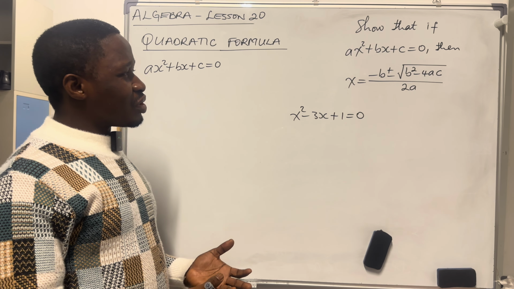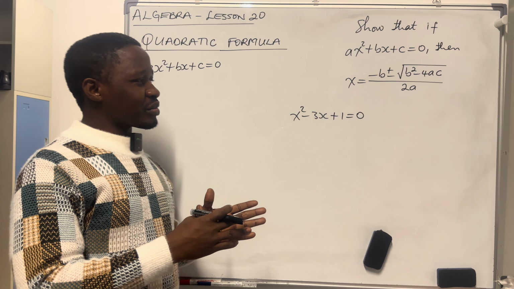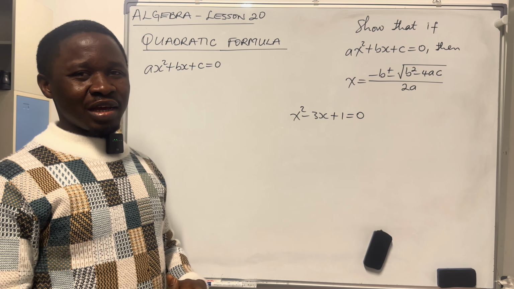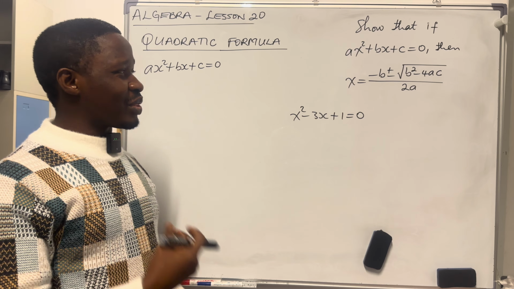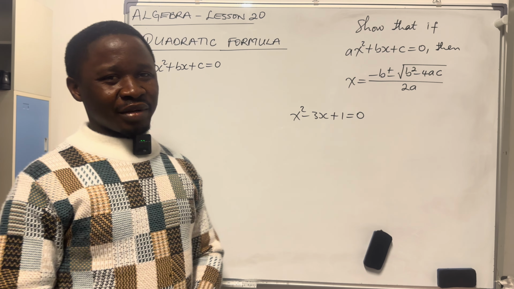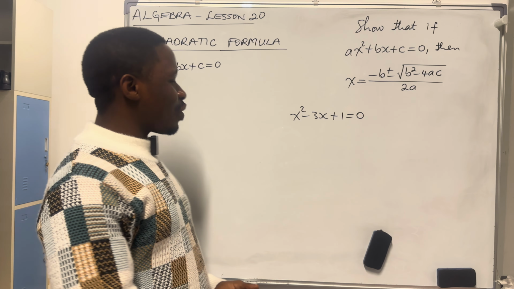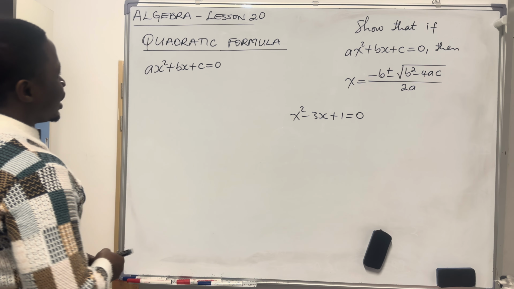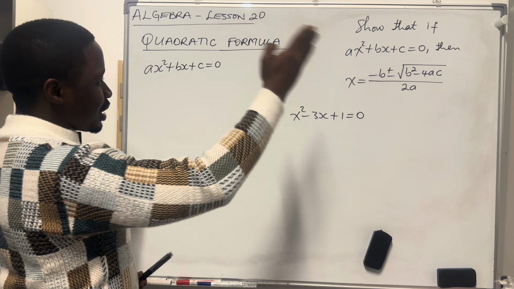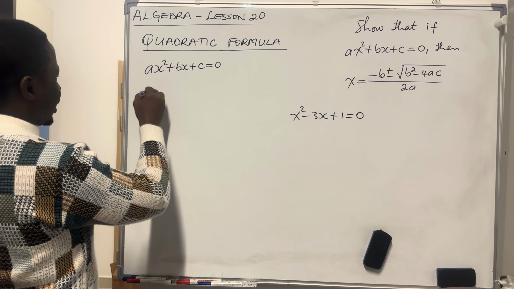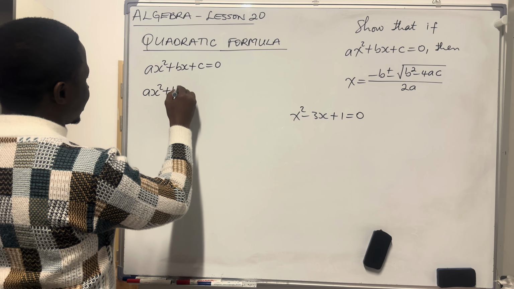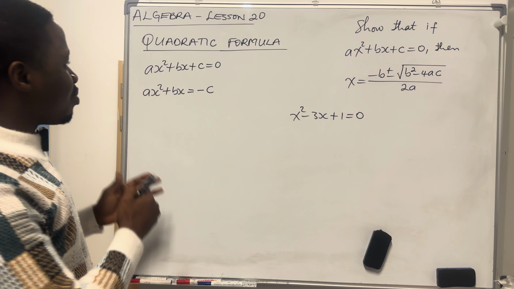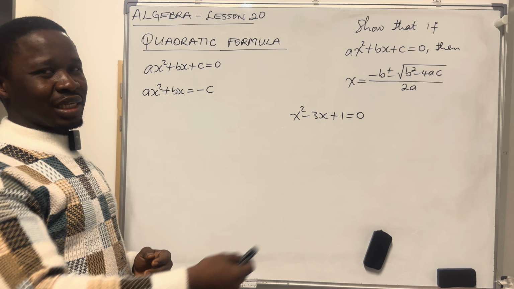So in other words, the completing the square method is more fundamental as compared to the quadratic formula, because we use completing the square to derive the quadratic formula. So let me take you through the quadratic formula derivation. The first thing we do is move the constant term to the right hand side. So we say ax squared plus bx equal to minus c. We have moved the constant term to the other side.